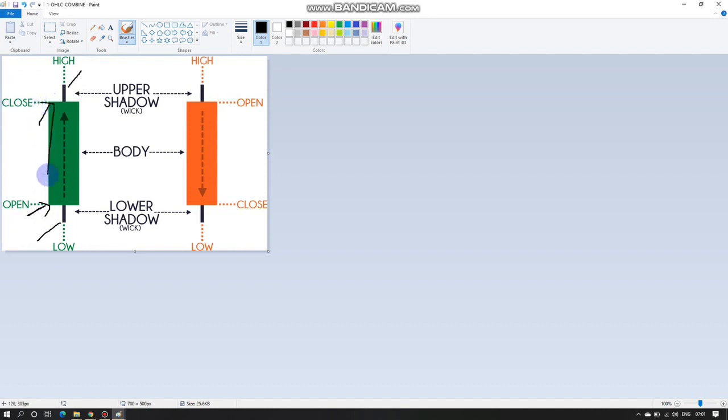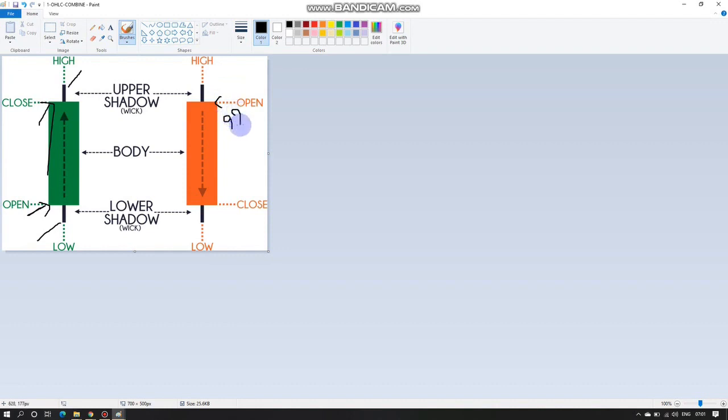If you see a red or an orange candle on the screen, which is a sign of bearishness, then the open price will be at the top. Suppose this is a bearish candle, so the color is red. This is the open price, this is the close price, this is the low price, this is the high price. Let me give an example.